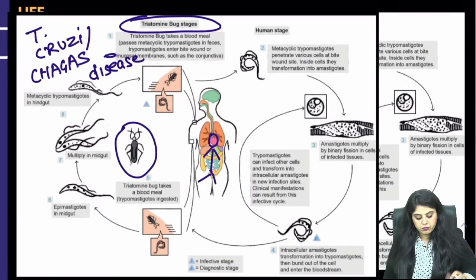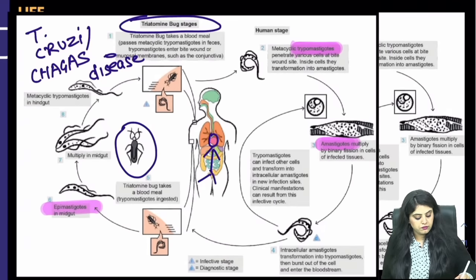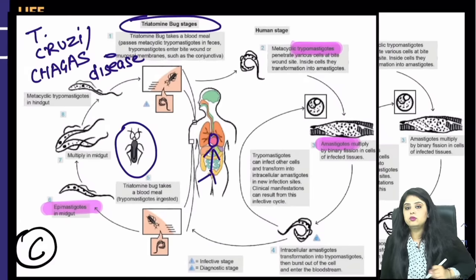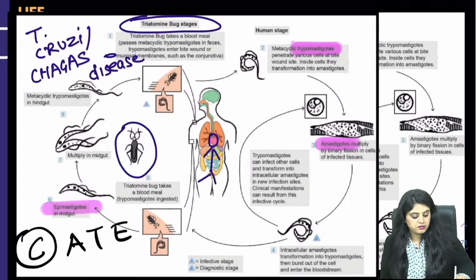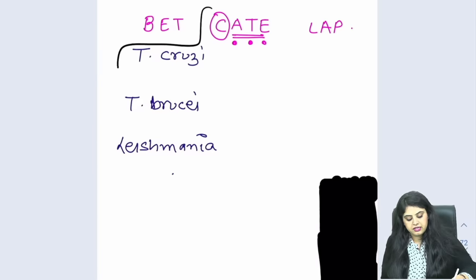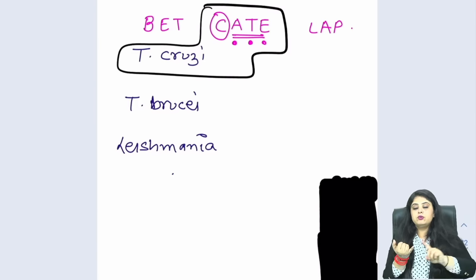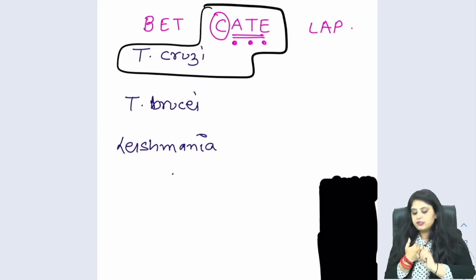If you see over here, what are the forms? Can you start labeling for me? Can you see there is a trypomastigote? Yes, ma'am. There is an amastigote. Yes. Can you see there is an epimastigote also mentioned? Ma'am, which forms were written? So for Trypanosoma cruzi, you see these three forms: amastigote, trypomastigote, epimastigote. I know for a fact that this is a case of Trypanosoma cruzi. So what are the two ways of identifying? Either you identify the vector, which you know is the triatomine bug, or you identify the forms.